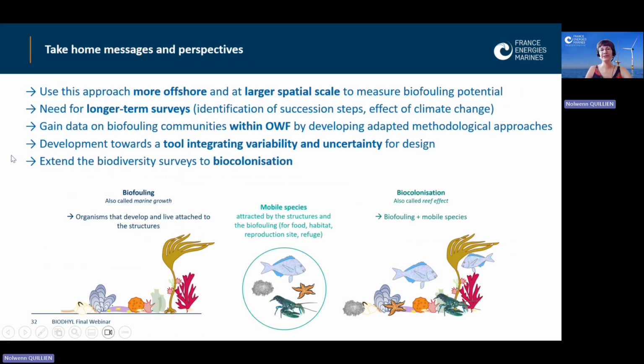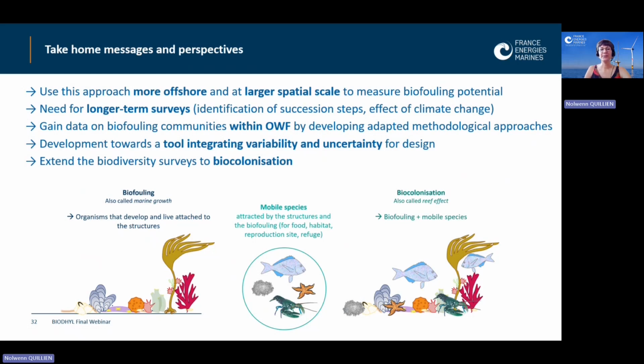And as perspective, we think that using this approach more offshore, for example for the Call for Tender 10 in France, and also at larger spatial scale, for example at the scale of the Mediterranean Sea, to foresee the biofouling potential at sites where the floating offshore wind farms will be developed, would be useful. Then there is a need for longer-term surveys in order to identify the succession steps and also the effect of climate change.